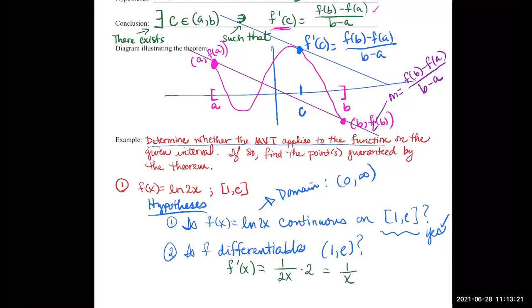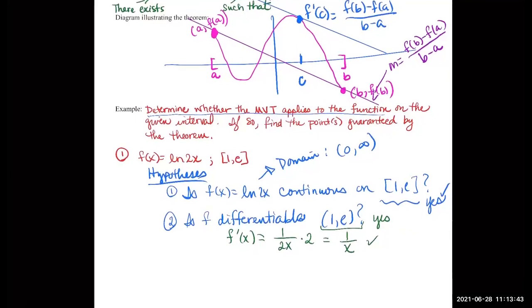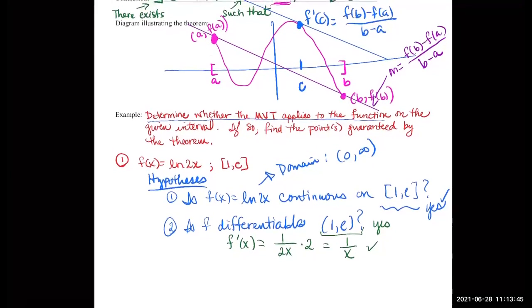And for a function to be differentiable means that its derivative is defined. We know this derivative is not defined at x equals 0, but again, notice that's not in our interval. So it is differentiable on the interval from 1 to e. And you can write a little note there saying it's not defined at 0. That's not in our interval, so we don't have to worry about it. So any questions about the hypotheses before we go on to the conclusion?